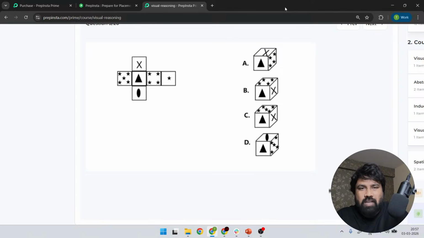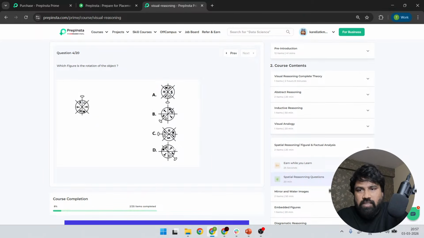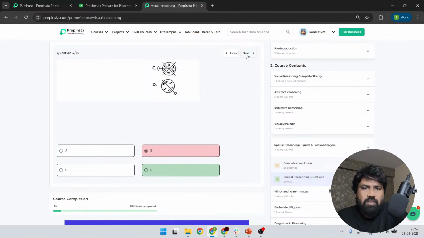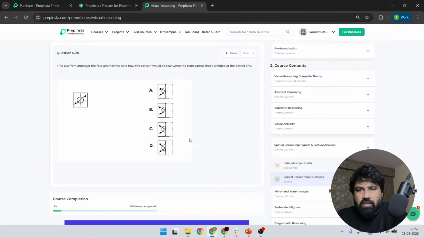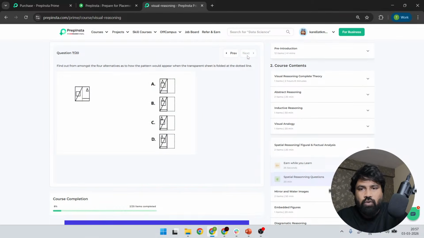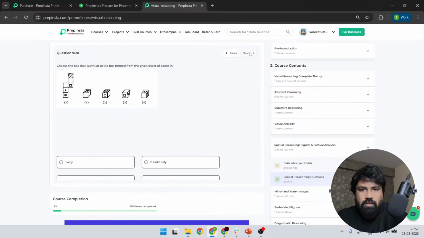This problem is a little bit different. So let me explain with the other problem so that you guys can understand easily. Let me go to the other problems where spatial problems are given. These are all folding and unfolding. Okay, look at this problem.